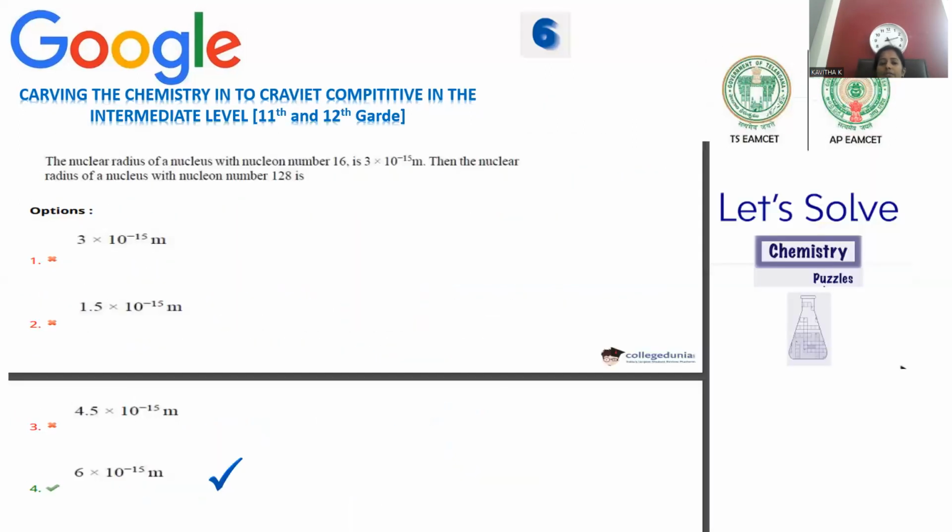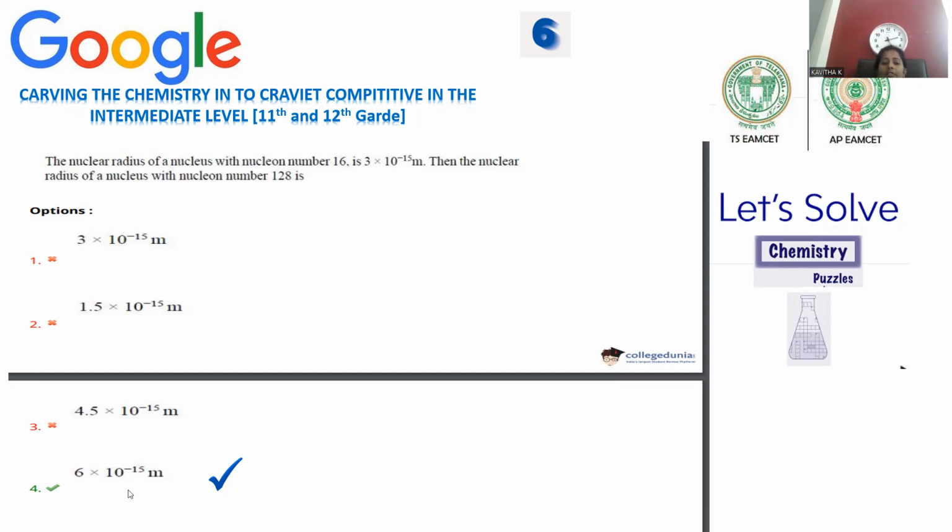Move on to question number 3. Sorry, question number 6, the last question of the session. It is also collected from the Telangana EAMCET 2023 question paper. The nuclear radius of the nucleus with the nucleon number 16 is 3 into 10 to the power negative 15 meters. Then the nuclear radius of the nucleus with the nucleon number 128 is? The question is purely related to nuclear chemistry. So the nuclear radius is 3 into 10 to the power minus 15 and the nucleon number is 16. For the second element, the nucleon number is 128, and the nuclear radius is to be calculated.